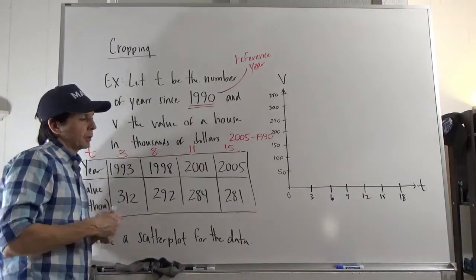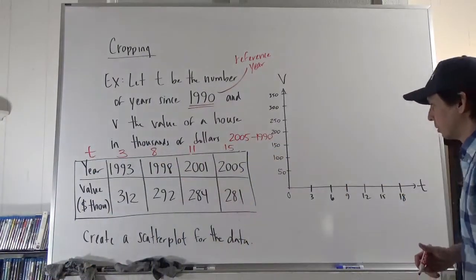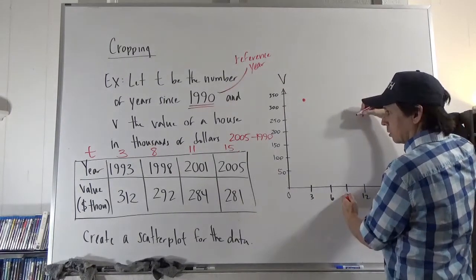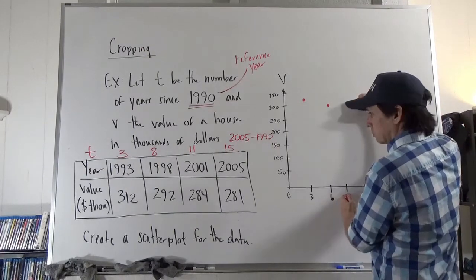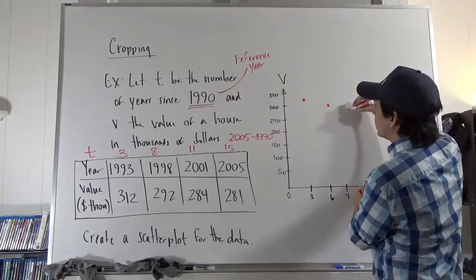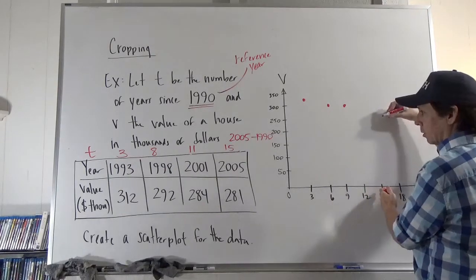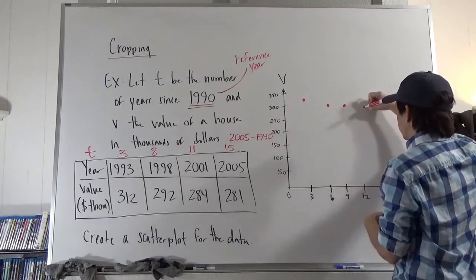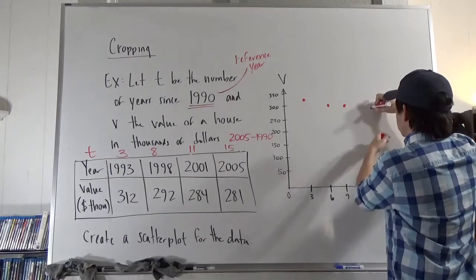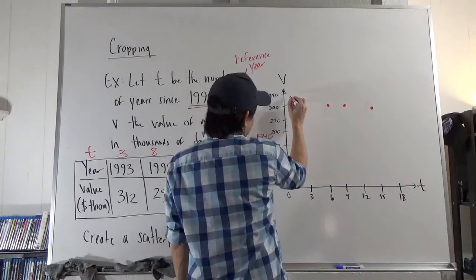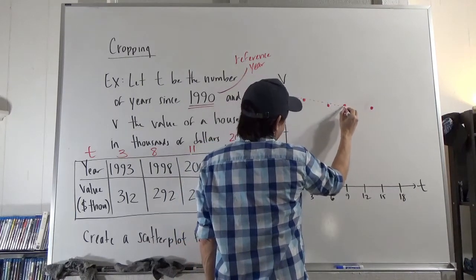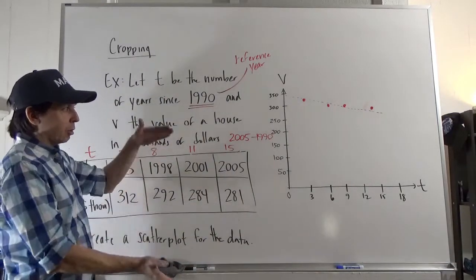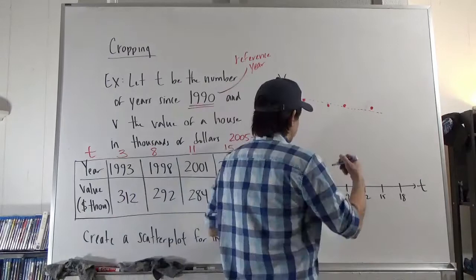Now, I may graph it, but I'm not going to erase because I want to talk about why this is not going to be a good graph. Okay, 3 and 312. 8 and 292. 11 and 284. And 15 and 281. All of these being very close to 300, a little bit below 300. Then my linear model, my line that's showing the decline in value of this house, would look like that, maybe, something like that. But the main thing here is, that's not a good graph where all the points are crammed up at the top and you wasted all the space.